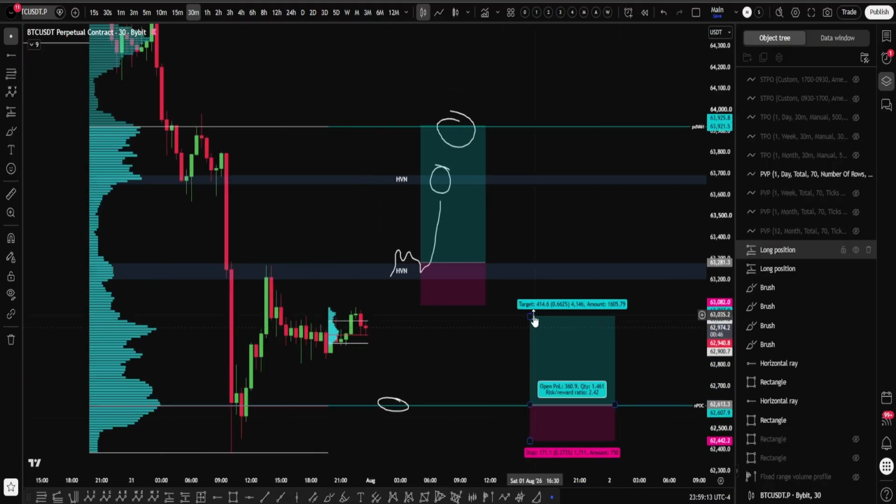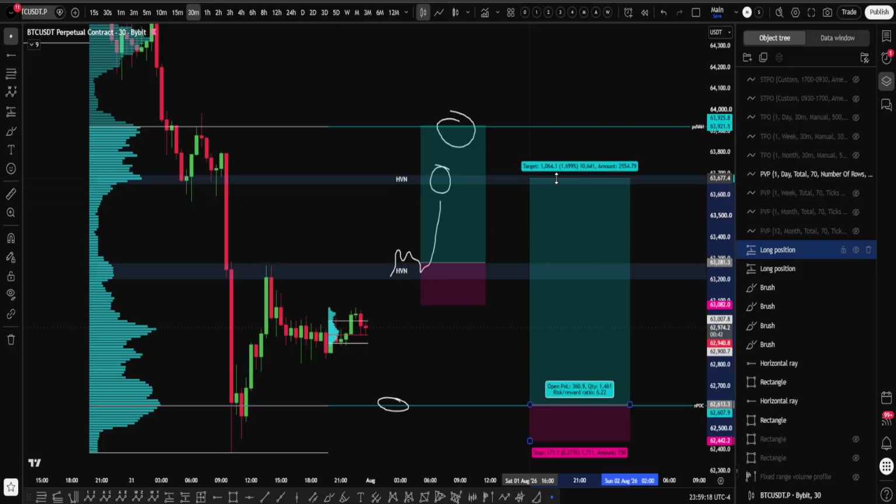Like here somewhere, and you're going to be targeting TP1 at the HVN, TP2 either the HVN or the value area high, depending on if it's able to flip it, right?